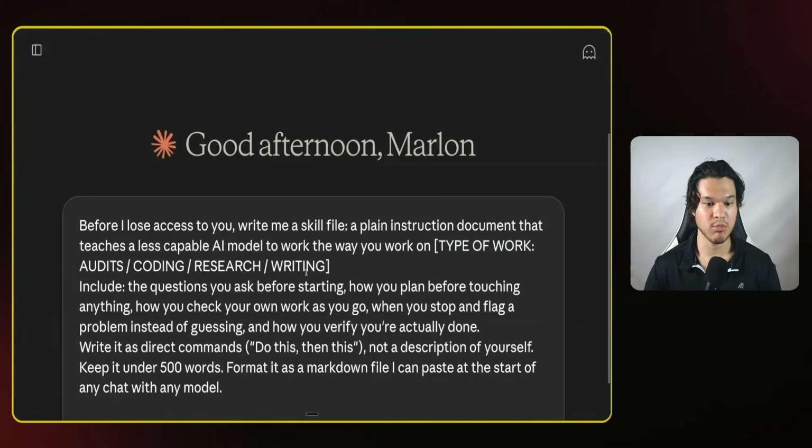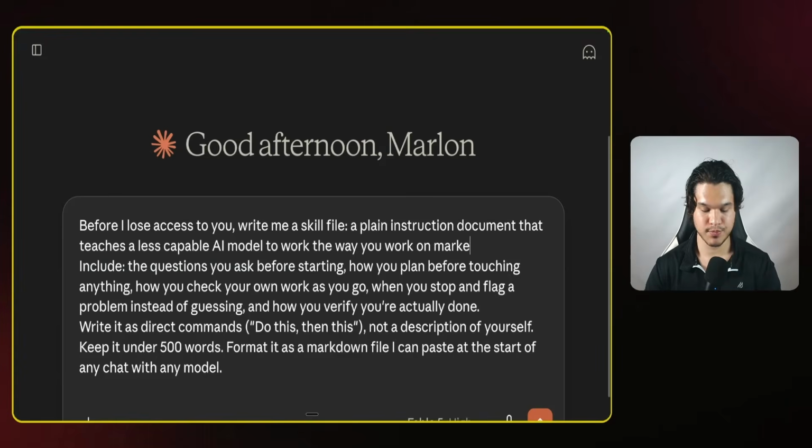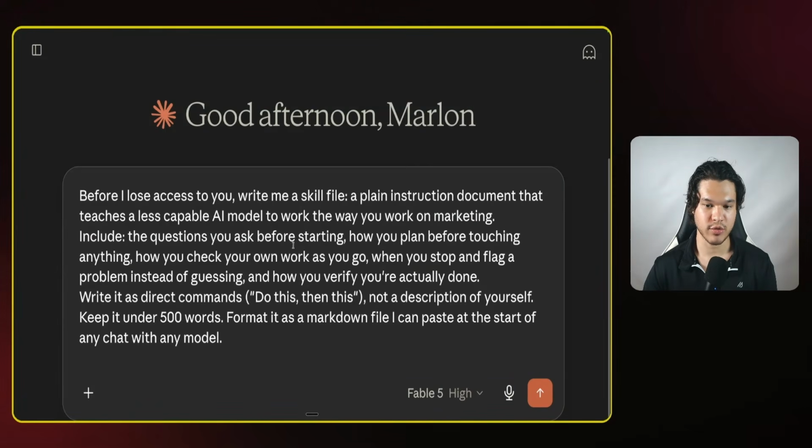Okay, that's where you're just going to implement, let's just say marketing for right now to keep things easy. Include the questions you ask before starting, how you plan before touching anything, how you check your own work as you go, when you stop and flag a problem instead of guessing, and how you verify you're actually done. Write it as a direct command. Keep it under 500 words. Again, you're trying to get the most powerful model, Fable 5, to essentially teach these lesser models, Opus 4.8 in this case, how Fable 5 thinks.